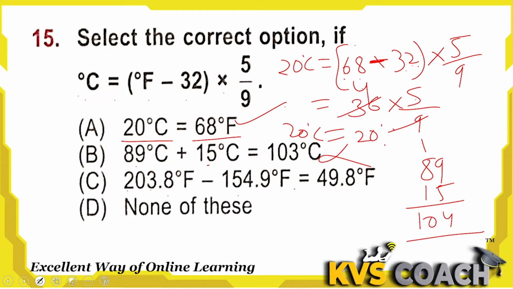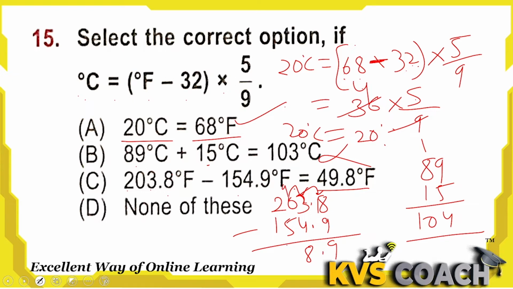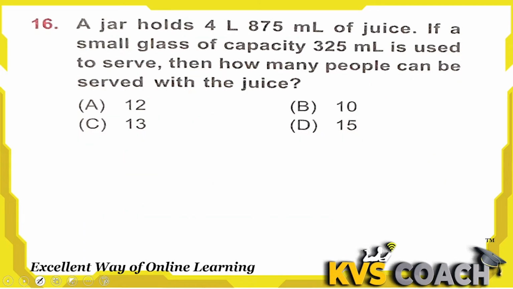203.8 minus this is equal to 49.8. So let's check. 203.8 minus 154.9 Fahrenheit. So this is one carrying here, 9 to 12 is here. 12 minus 4, 8. Here it is 9. 9 minus 5, 4. So 48.9, no, this is 49.8 given. This is also wrong. Right will be 48.9. So none of these, no, because A is the right answer here. So 15A.